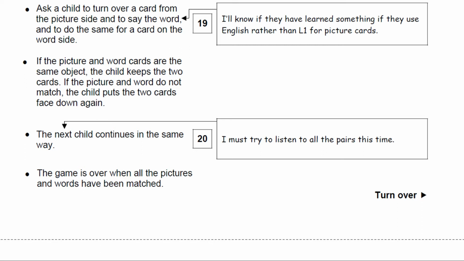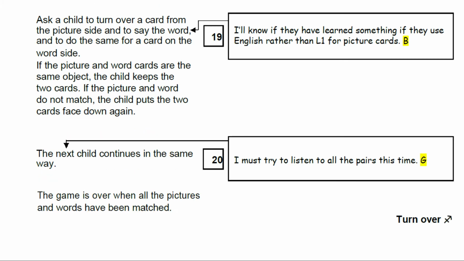If the picture and word cards are the same object, the child keeps the 2 cards. If the picture and the word do not match, the child puts the 2 cards face down again. The next child continues in the same way. The game is over when all the pictures and words have been matched. The teacher's comments against the next child continues in the same way are, I must try to listen to all the pairs this time. This is personal teaching aim. Now, let's take a look at the next set of questions.